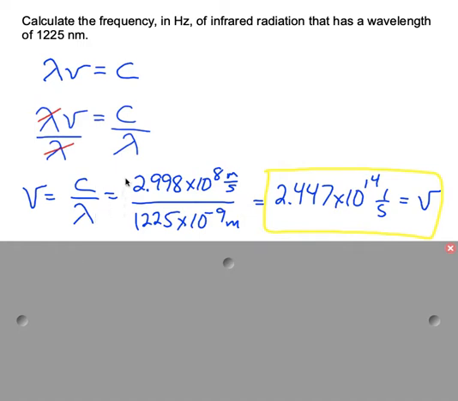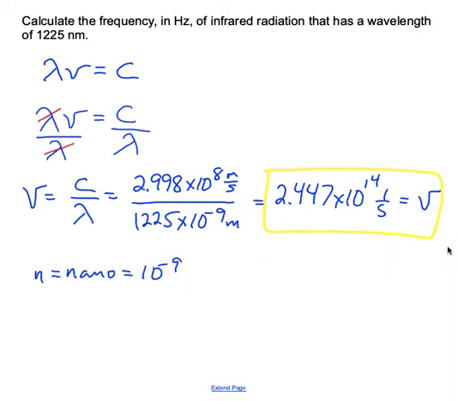I'll plug in my values with the correct units. Meters in the numerator cancels meters in the denominator, and I'm left with a value of 2.447 times 10 to the 14th. The unit, pay attention, is not seconds, it is 1/seconds, which is the correct unit of frequency. By the way, instead of doing a separate conversion of nanometers to meters, using the fact that nano means 10 to the negative 9th, I simply replaced the n in nanometers with the corresponding power of 10. So it's perfectly acceptable to express 1,225 nanometers as 1,225 times 10 to the negative 9th meters.